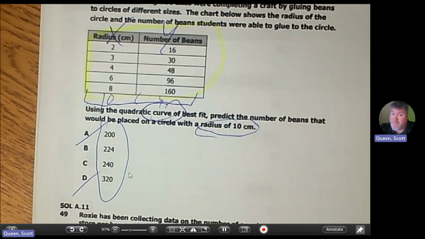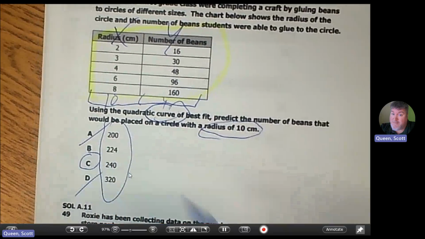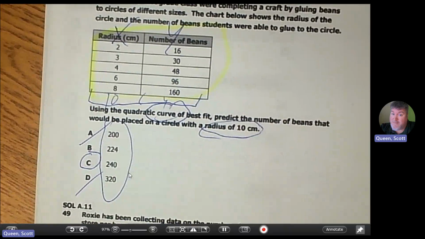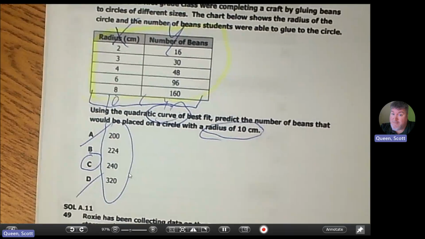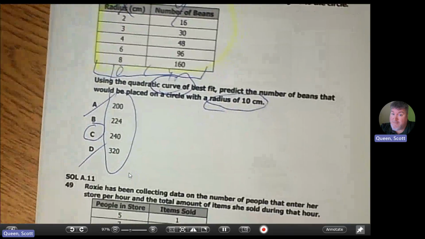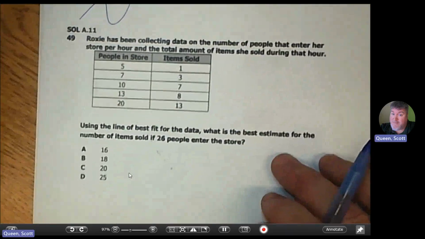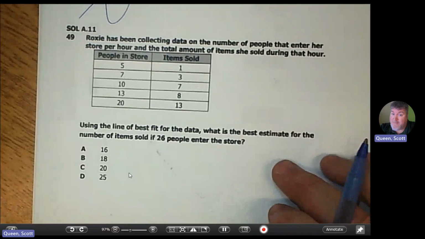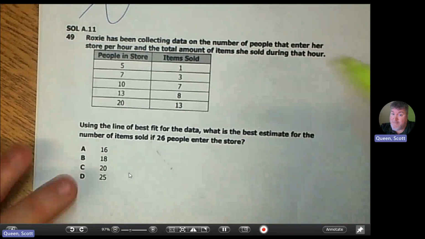I knew it. For 4, and we can prove it mathematically, but we don't have time. 47 is C. Last one, y'all ready? Here we go, here we go. 49, Roxy, don't care. Collecting blah, blah, blah.